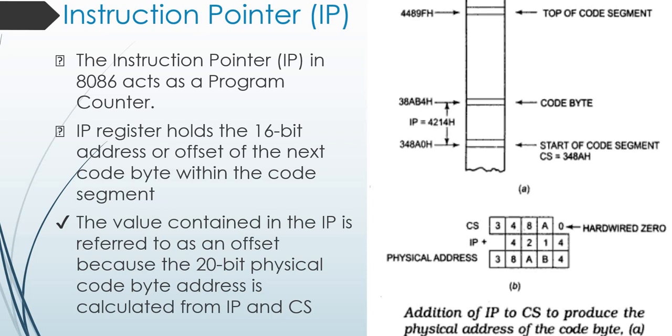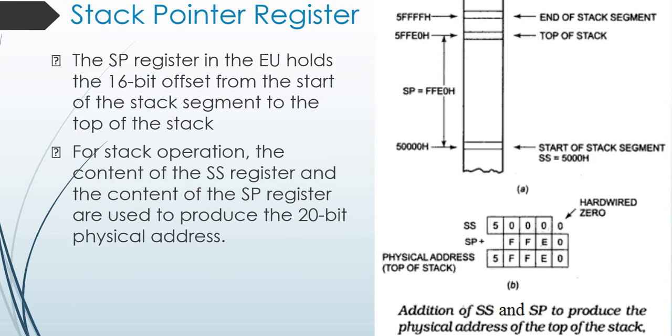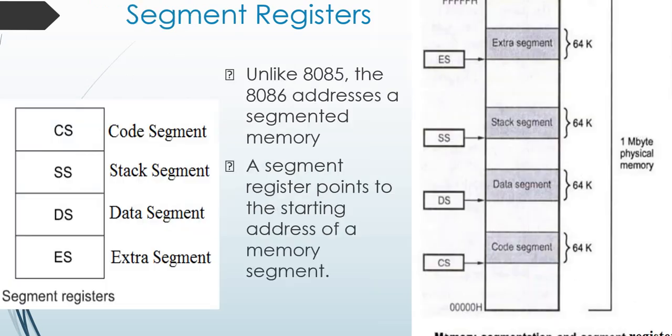From the instruction pointer or base pointer, we can find the offset address. Then from the segment register we collect the segment address. The segment address multiplied by 10 plus the offset address gives the physical address, otherwise called the effective address, for 20 bits. Similarly for the stack pointer, the stack segment multiplied by 10 plus the offset address from the stack pointer will be added, and we get the physical address for the stack pointer.